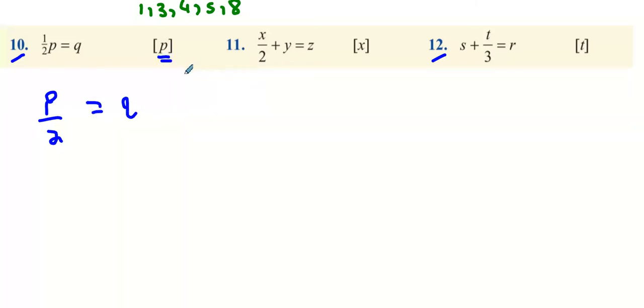And we're looking for p on its own. There's two ways of doing this. Division on the left will be multiplication on the right. So we can say that p equals 2 multiplied by q. That's one way of getting the answer.